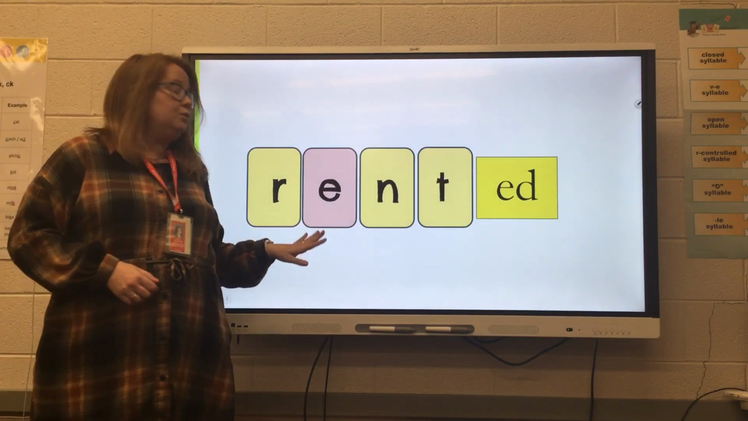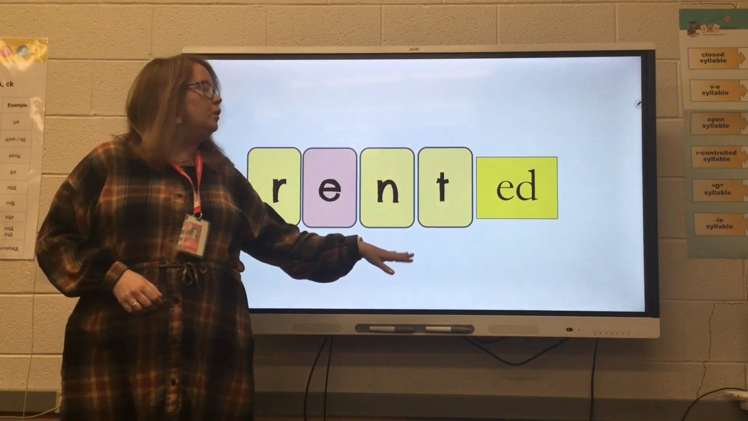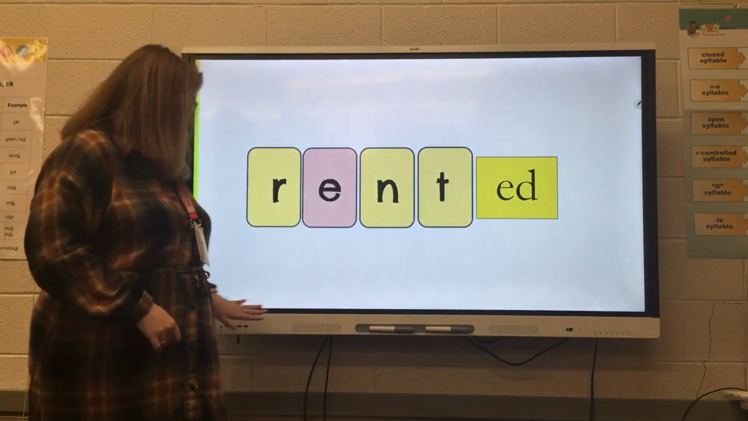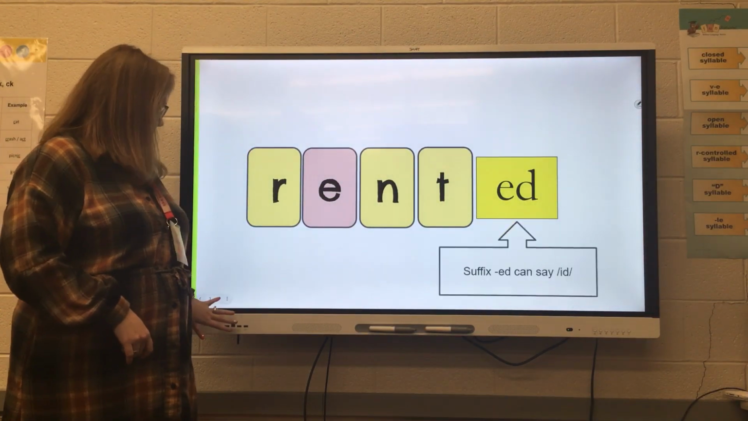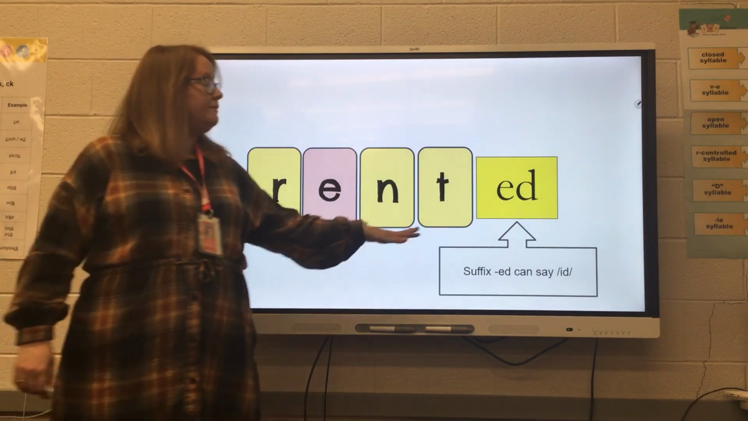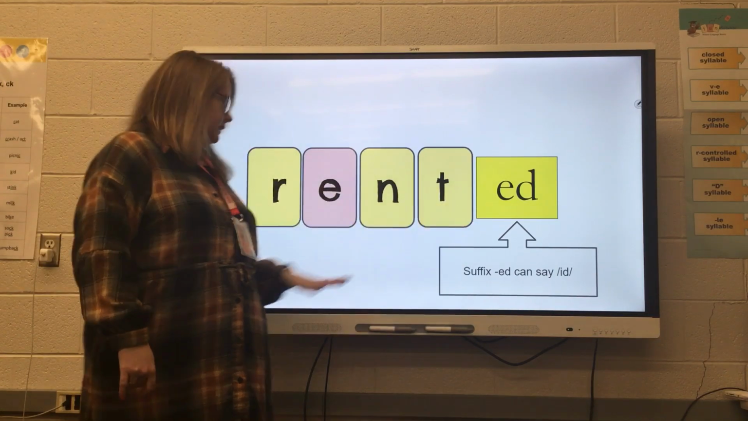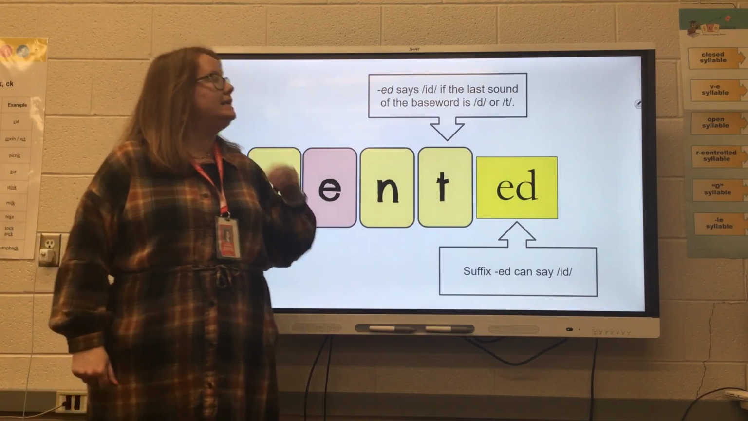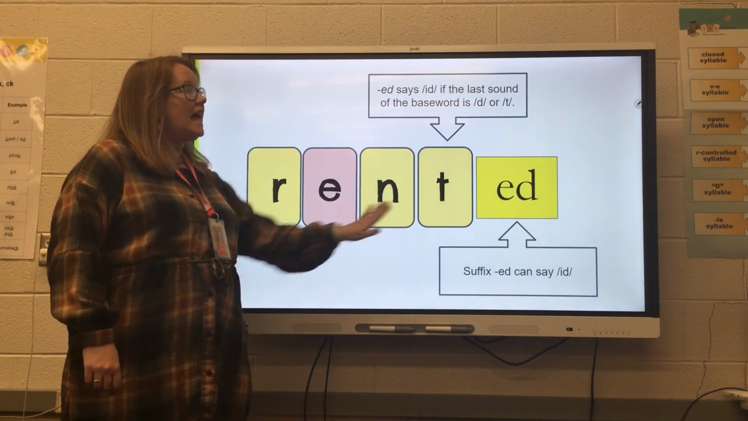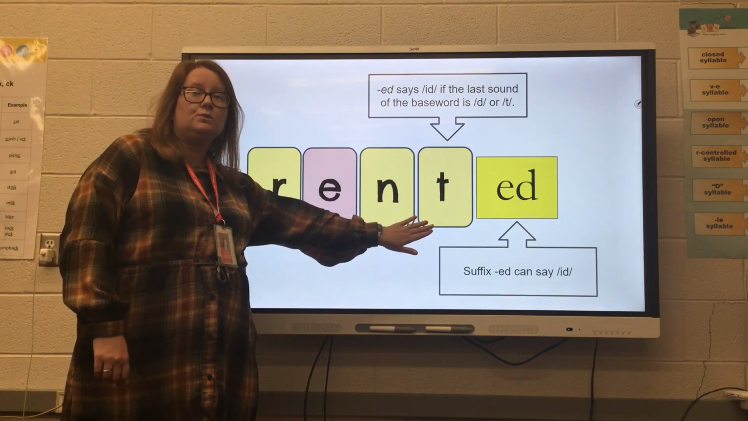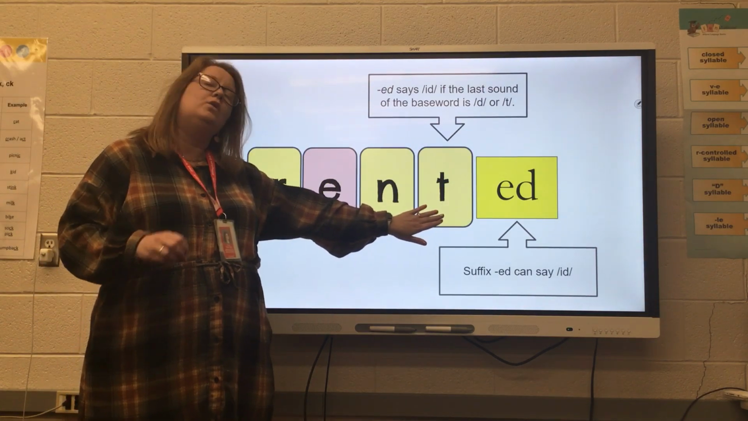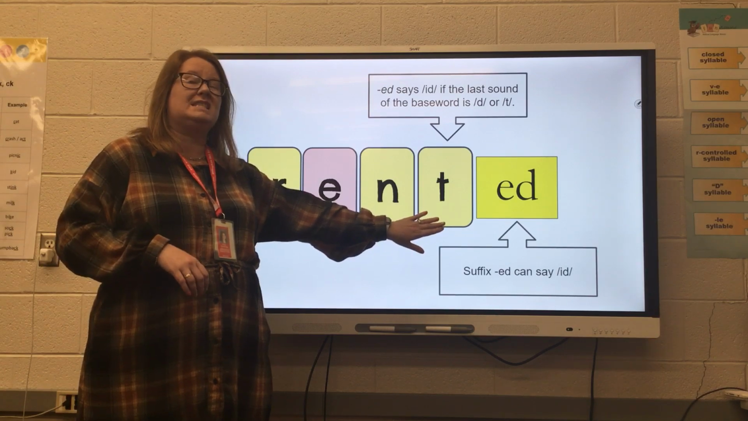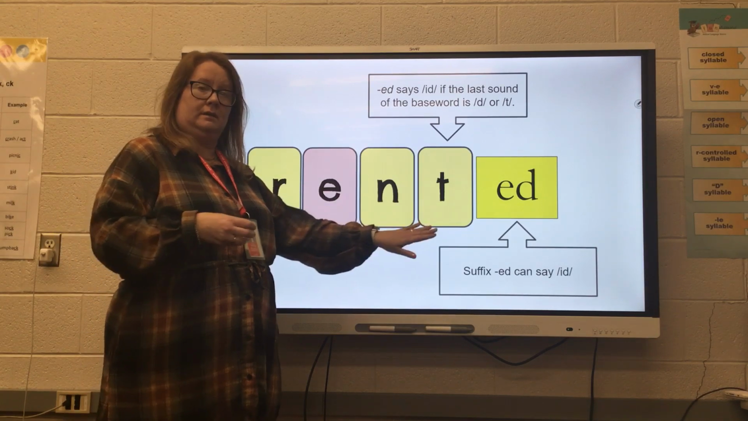Now, in the word rented, we're hearing the ed say id. The suffix ed can say id. This happens, and ed says id, if the last sound of our base word is a t or a d. If it's saying d or t.